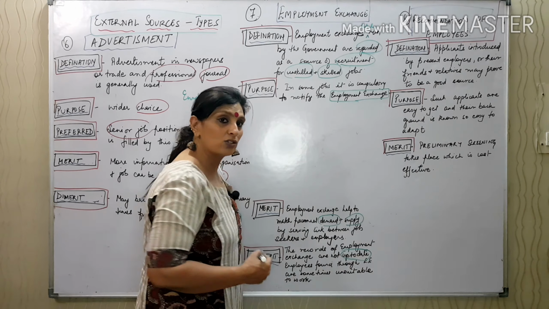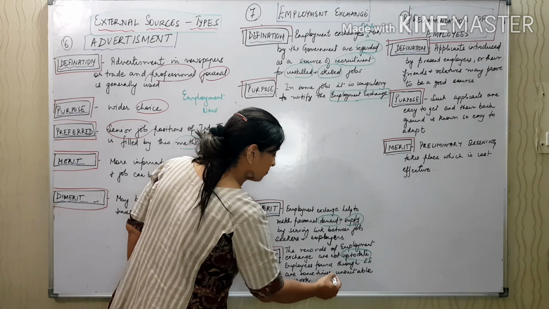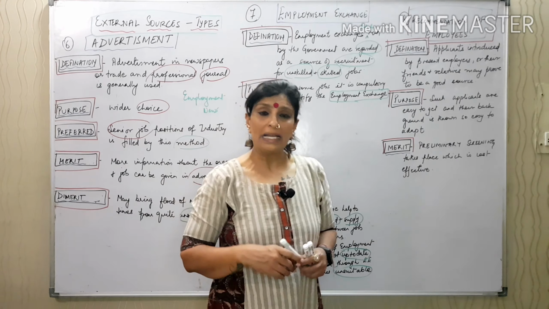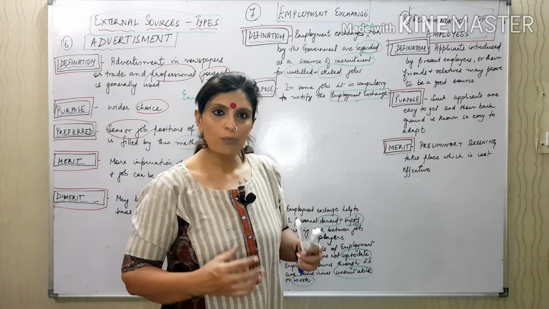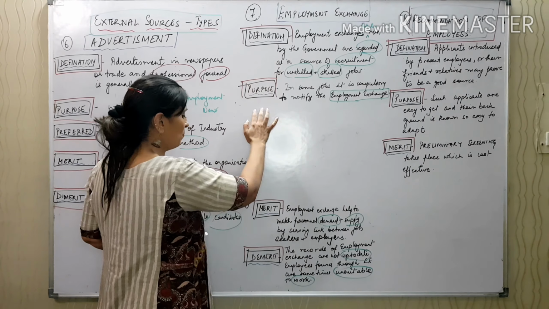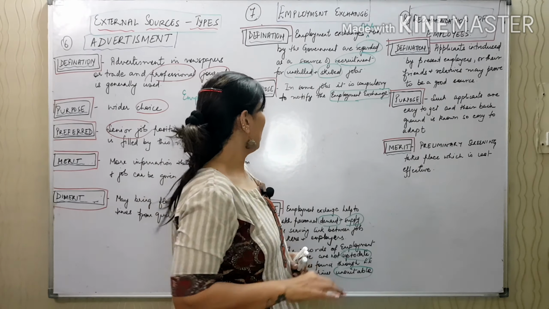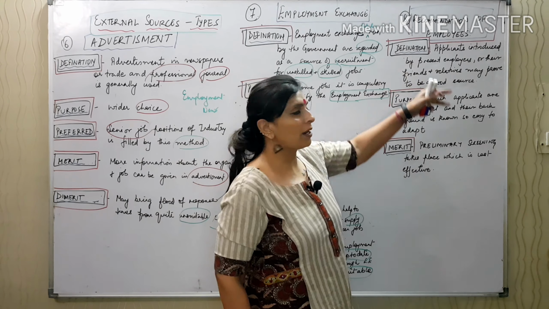Like I told you, the data is not very clear, and the employees found through the employment exchange are sometimes unsuitable to work, because they do not really match the demand and supply. So that becomes another problem. Here again, definition, purpose, merit, demerit, it doesn't have any extra feature except for the purpose. And next we come to recommendation of employees.